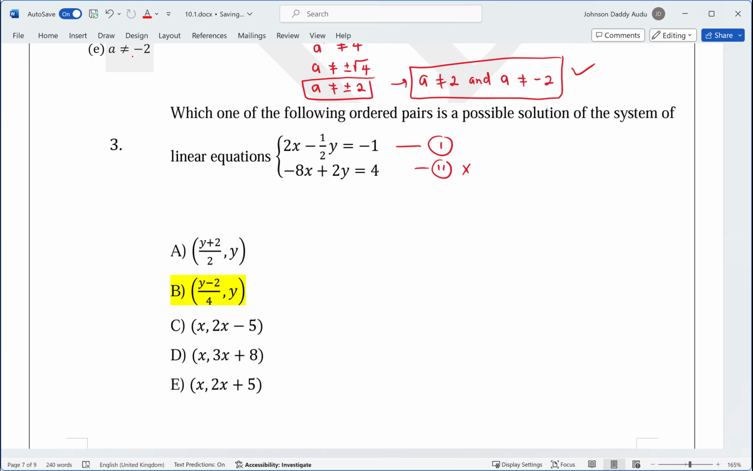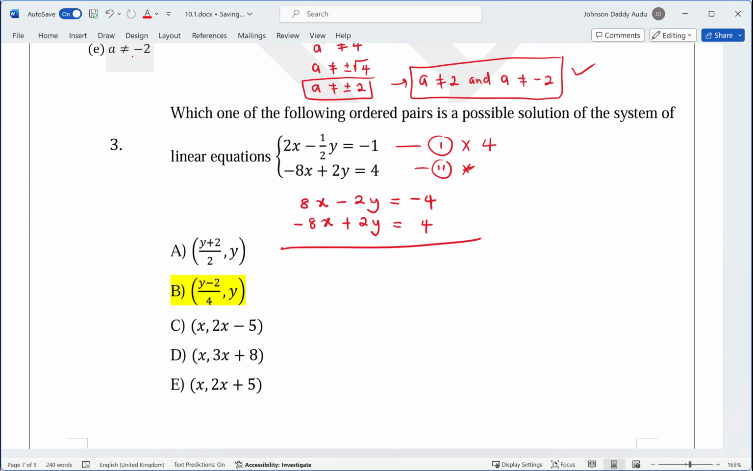Or we can multiply this equation by, let's say, 4. So if you multiply equation 1 by 4, this will become 8x minus 2y equals minus 4. And here you still have minus 8x, right? Plus 2y is equals to 4. Am I correct? Yes. Equation 2 still remains the same. We multiply equation 1 by 4.